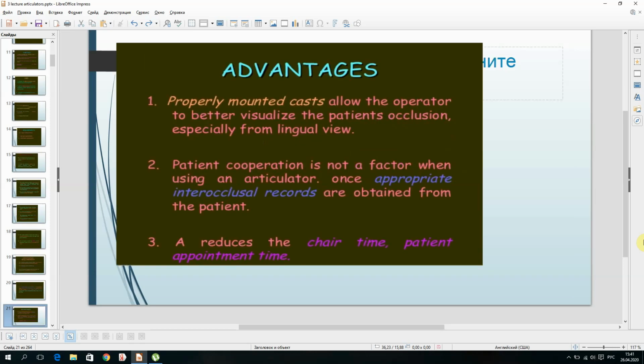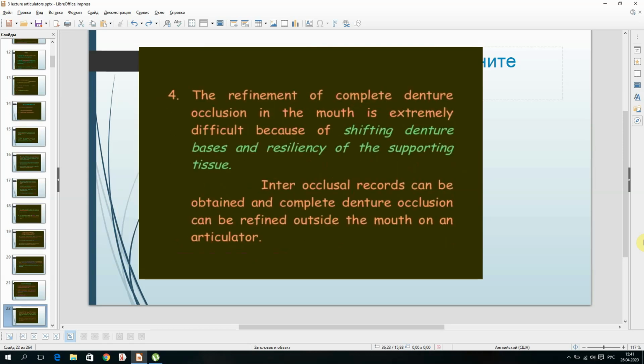Advantages. Properly mounted casts allow the operator to better visualize the patient's occlusion, especially from the lingual view. Patient cooperation isn't a factor when using an articulator once appropriate interocclusal records are obtained from the patient. It reduces the chair time, patient appointment time. The refinement of complete denture occlusion in the mouth is extremely difficult because of shifting denture bases and resiliency of the supporting tissues.